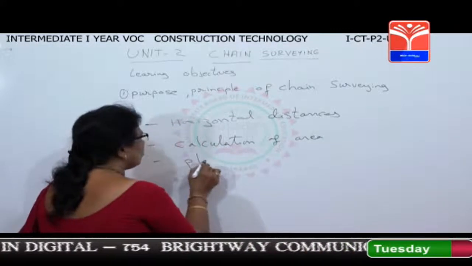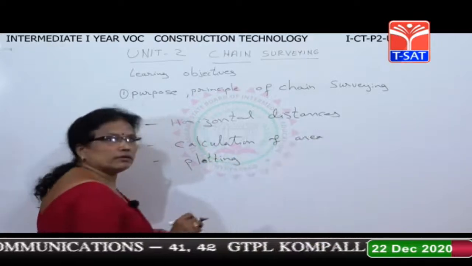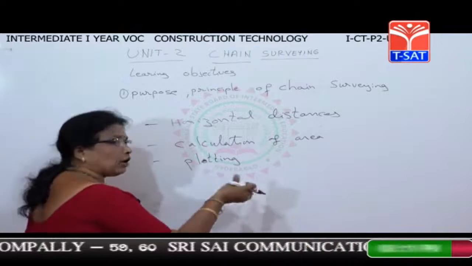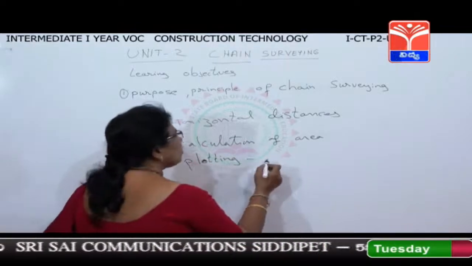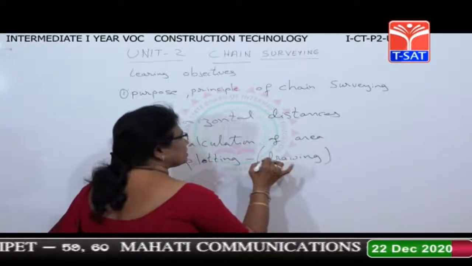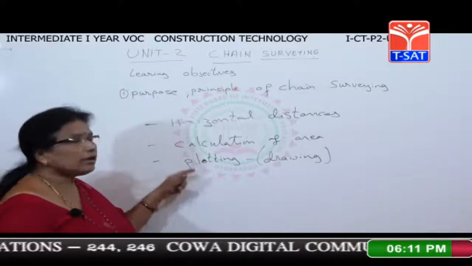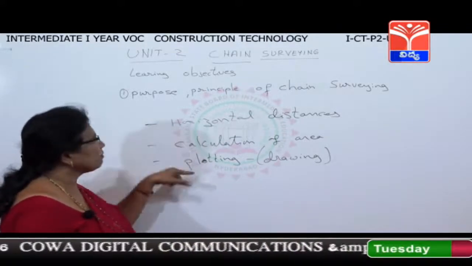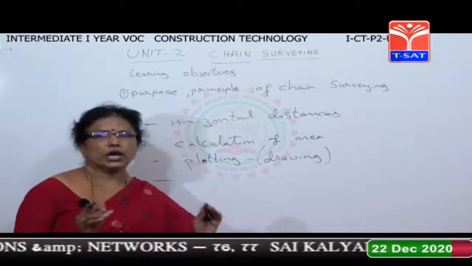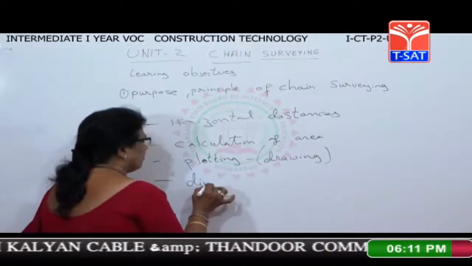Then we'll do the plotting. Plotting means, whatever measurements we take on the field, according to those measurements we are going to do drawing, that is, drawing of plans, sections, and so on. That comes under plotting. Then afterwards, in chain surveying, the other main purpose is that we will divide the large area into small parts. The division of area.